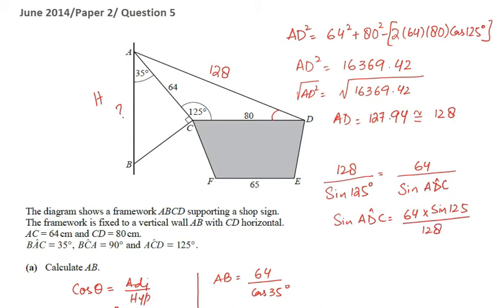Now substitute all these values into the calculator. So 64 multiplied by sine 125, and then divide it by 128. So your answer is 0.4095.